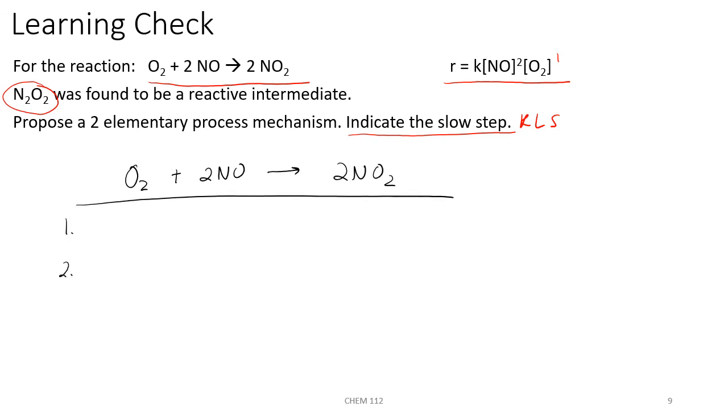We're going to predict 2 steps. Our reactive intermediate is N2O2, so produced in one step and consumed in another step. And so we're not going to have a termolecular reaction where O2 combines with 2 molecules of NO at once. Instead, what could happen? Well, we could have 1 molecule of O2 combined with 1 molecule of NO, but that wouldn't add up to our reactive intermediate if we had that. Or we could have 2 molecules of NO combine initially.